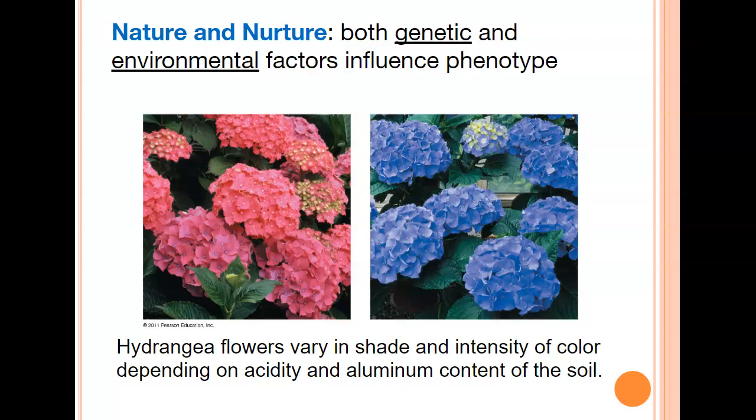So for example, this is a picture of hydrangeas, and obviously they have a genetic code conferring their color, but depending on the acidity in the soil and the aluminum content that they're grown in, that influences the exact intensity and shade that those flowers actually become.